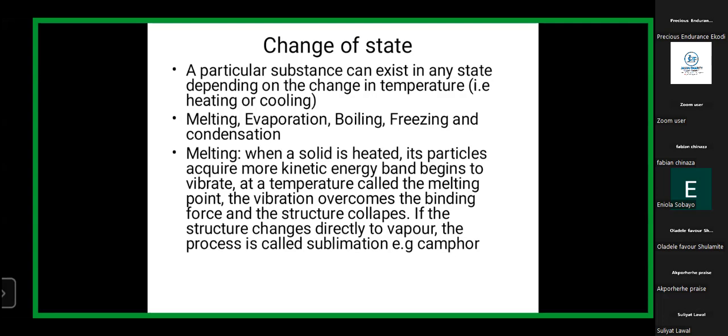Now, what is melting? Melting is when a solid is heated and then its particles acquire more kinetic energy and begin to vibrate. And this happens when it gets to a temperature called the melting point. Say you want to drink water, and it's iced already, you want it to melt. By the time you put it in a pot or kettle, the heat begins to work on it, but it doesn't melt immediately.